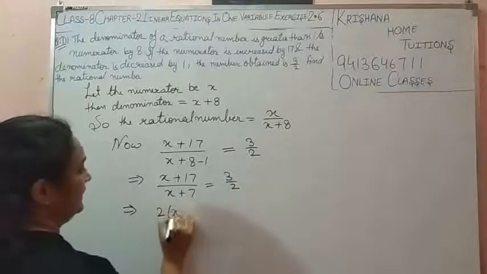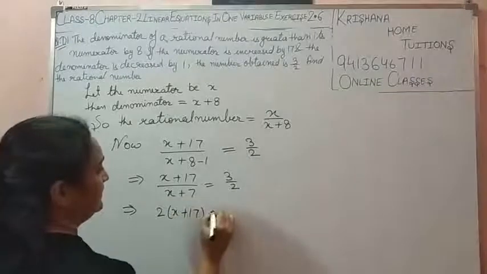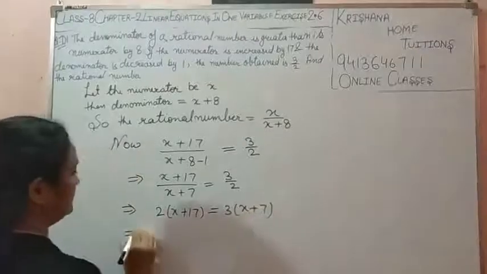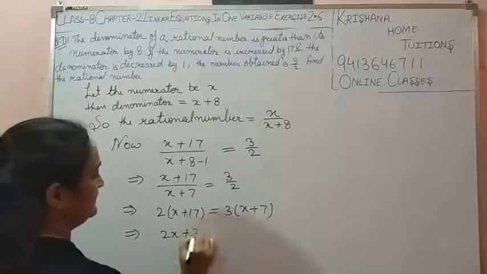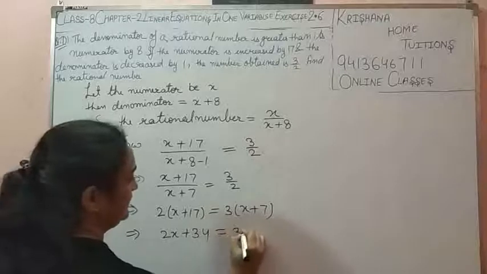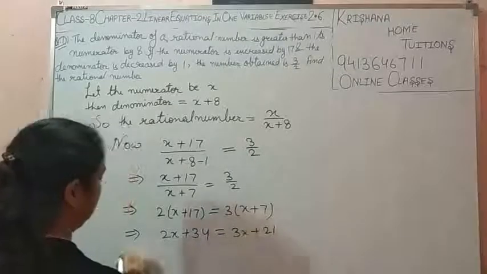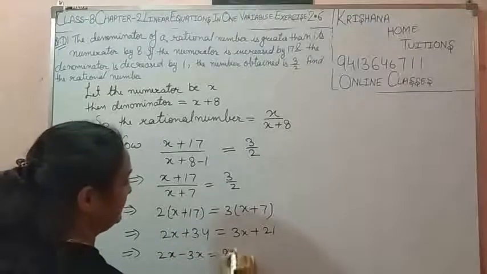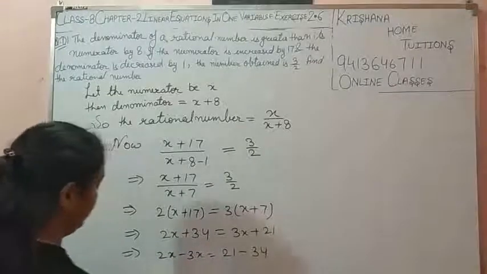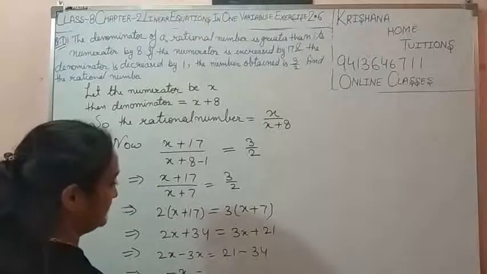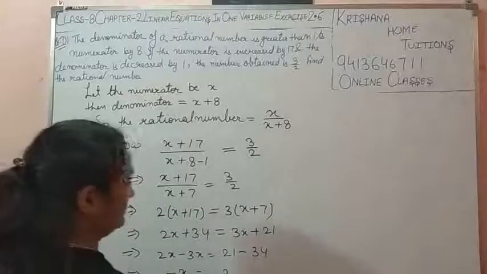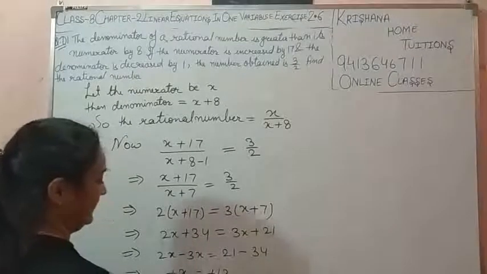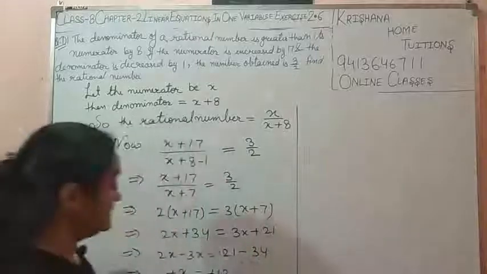So 2 times x plus 17 is equal to 3 times x plus 7. So 2x plus 34 is equal to 3x plus 21. Now transferring the terms, 2x minus 3x is equal to 21 minus 34. So minus x is equal to minus 13. Minus is cancelled with minus. So x is equal to 13.